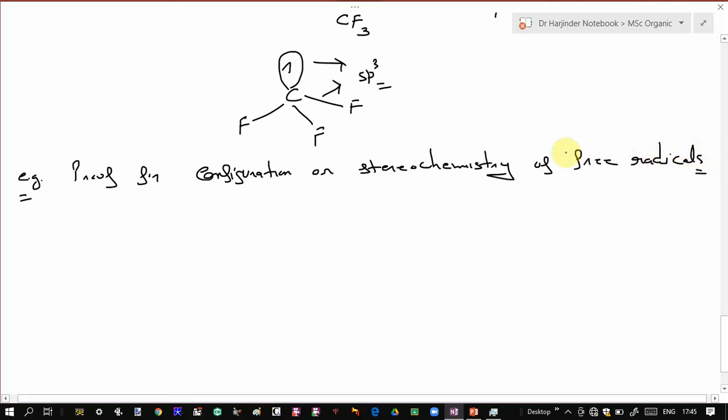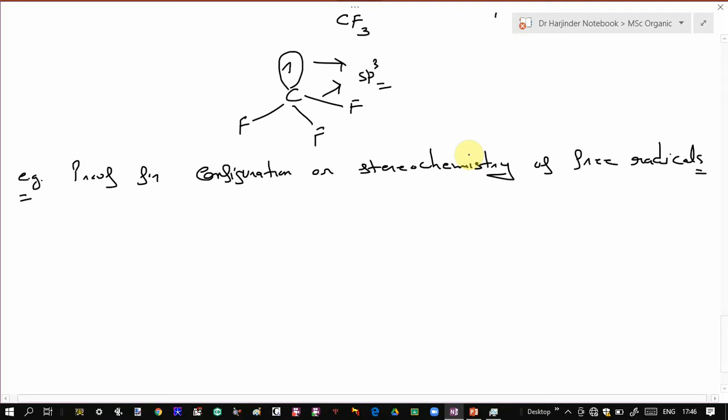Now, one proof is that bridgehead free radicals do exist. Just like in the case of carbocations, if bridgehead free radicals exist, that means they have sp2 hybridization, because they can't acquire sp3 hybridization because of their geometry. So that is one thing.